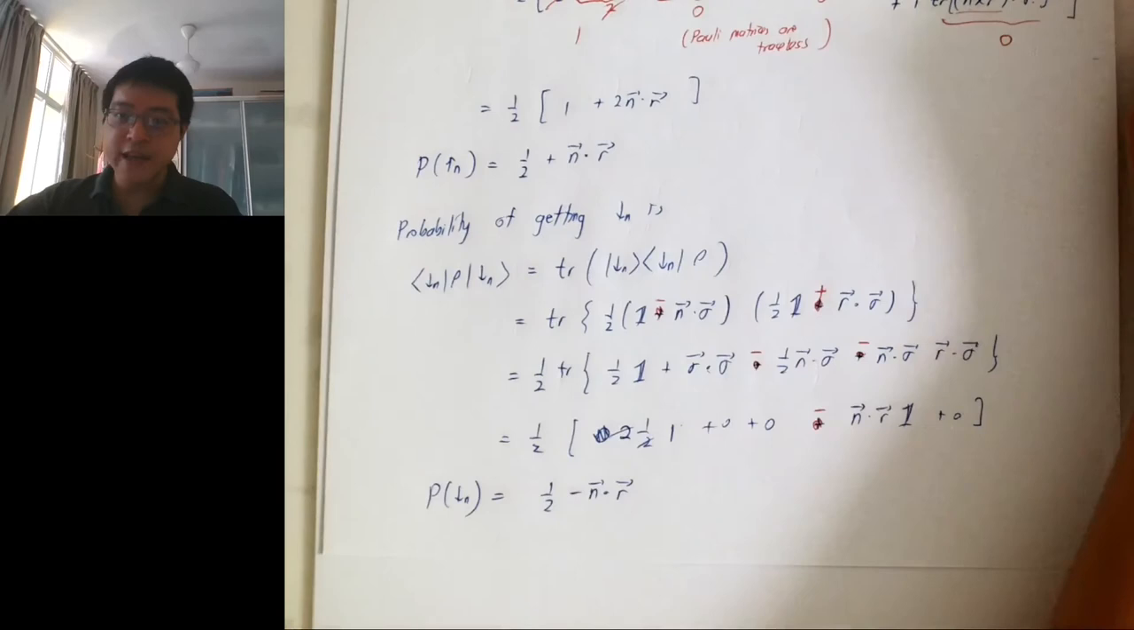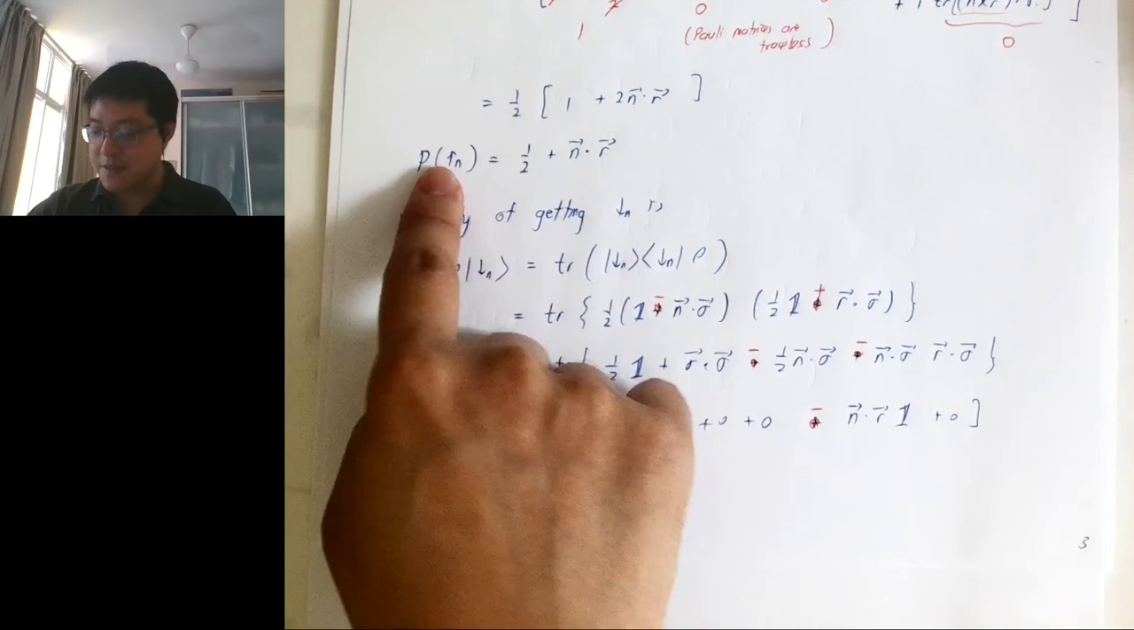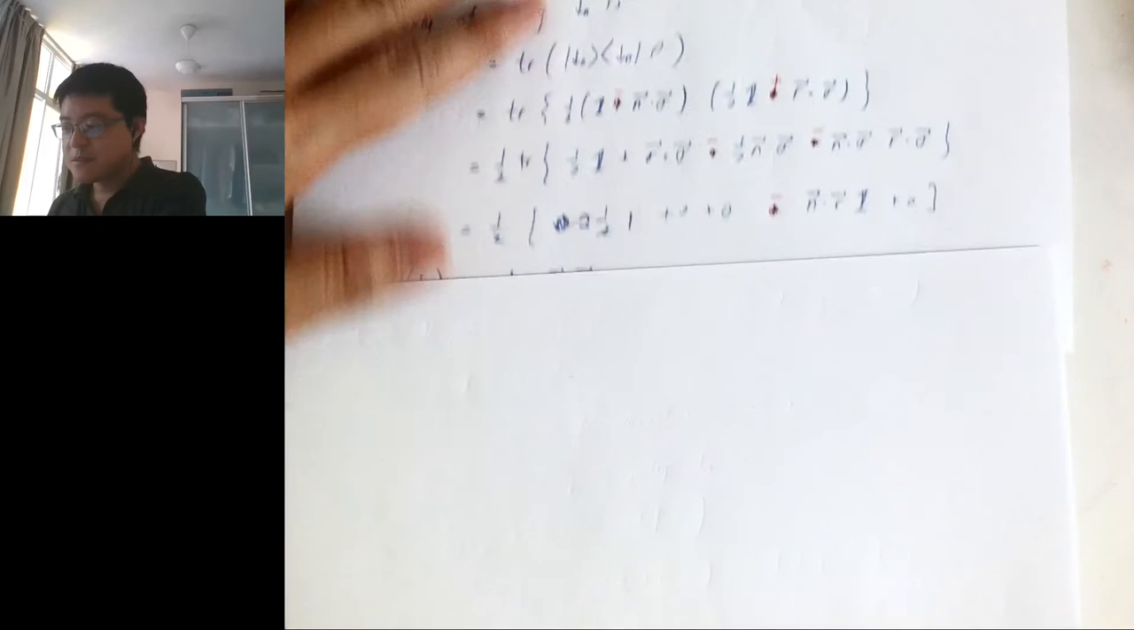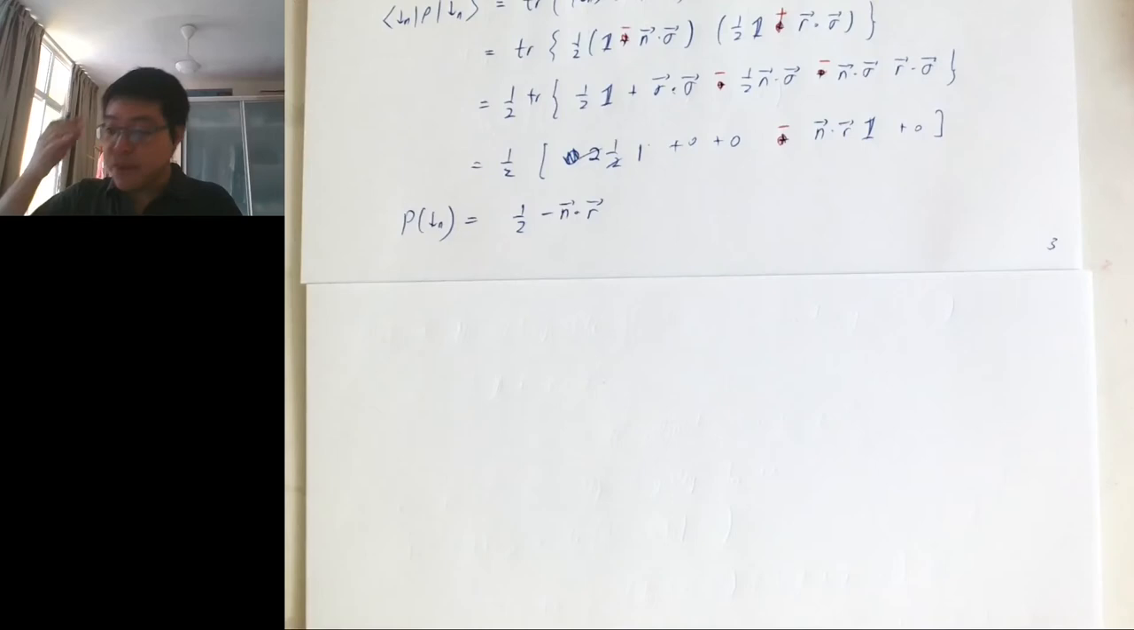Actually, yes, you can also do this. That will save time, right? So this minus this, you will also get this. So if you want to do it faster, you do it this way, definitely. But the main point that I'm getting at here is these are probabilities.